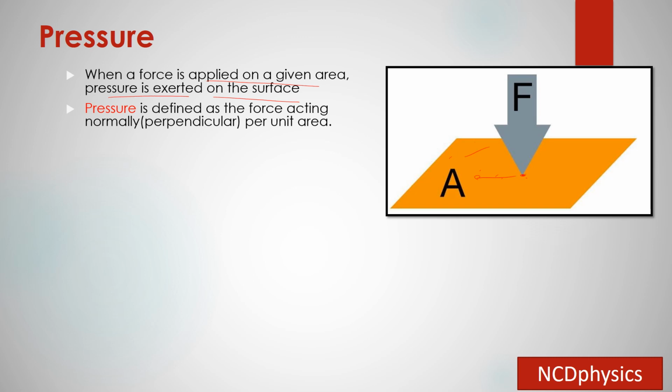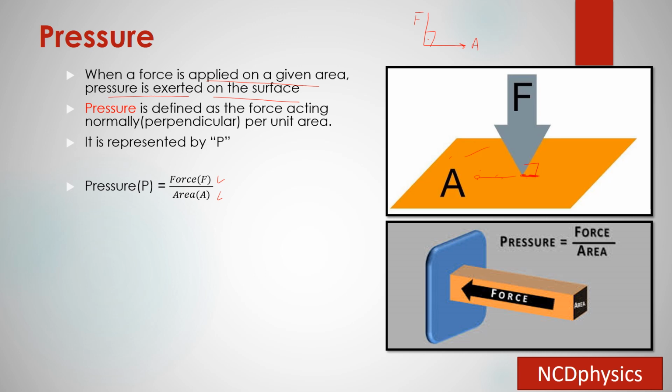What is the meaning of perpendicularly? Perpendicularly means the angle between the area and the force should be 90 degrees. And this is perpendicular. Here also you see that it is perpendicular to the area. Pressure is represented by P, and from the definition, force acting normally per unit area, we can say that the pressure formula is force over area. Pressure is equal to force over area.